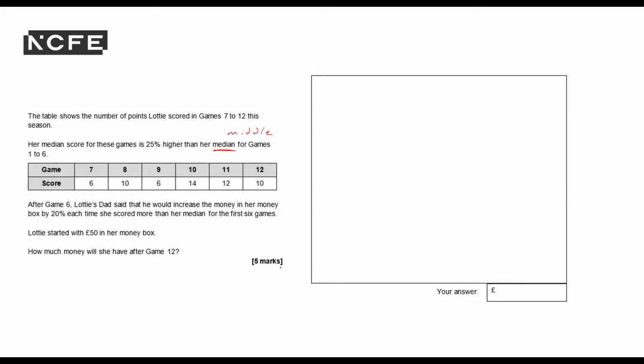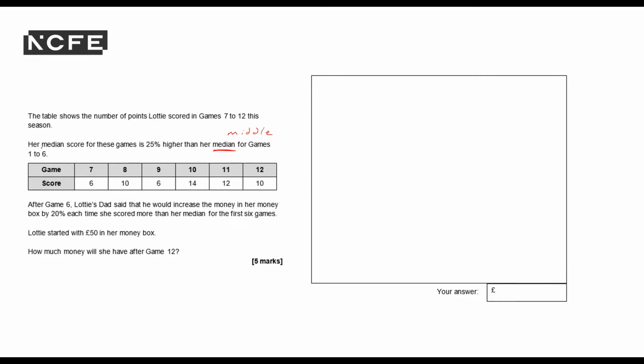Okay, there's 5 marks there, so I can spend 10 minutes on this question. Part of me wants to run away from this question because there's a lot going on here. We've got percentages, we've got a median, but ultimately it's worth 5 marks. So if I just take it slow, start by highlighting the key information.